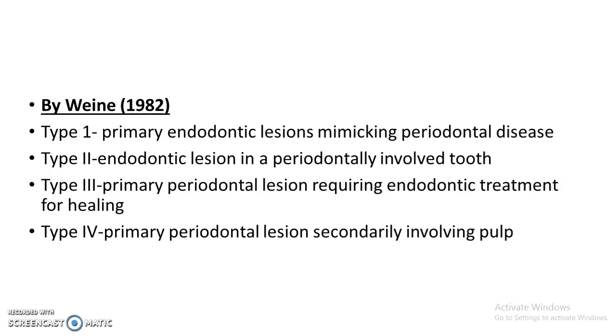Type 1, primary endodontic lesion mimicking the periodontal disease. Type 2, endodontic lesion in a periodontally involved tooth. Type 3, primary periodontal lesion requiring endodontic treatment for healing. And type 4, primary periodontal lesion secondarily involving the pulp.